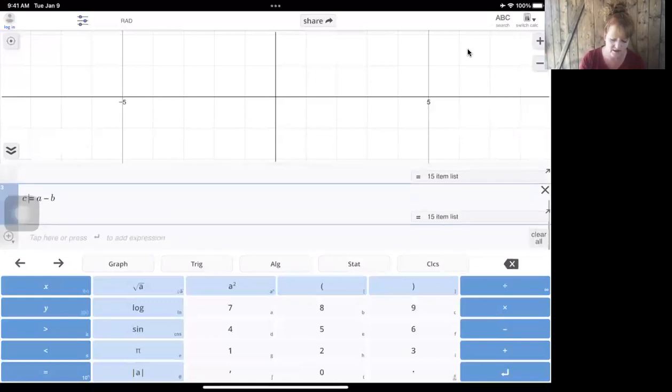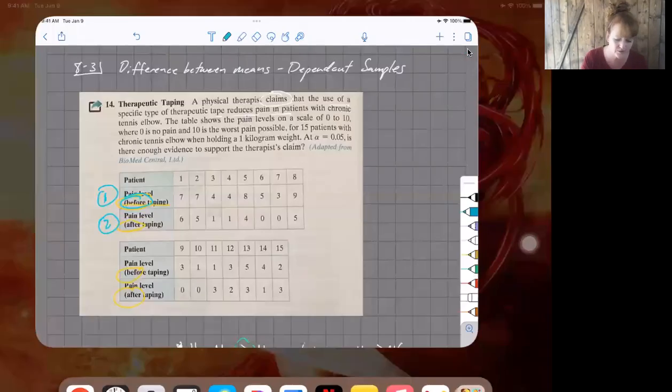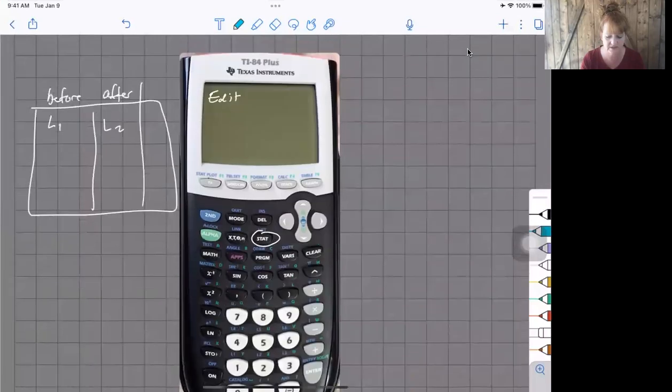So this now is the list that we're going to run our hypothesis test on, because the hypothesis test is making a claim on the difference between the change in the pain level. All right, let's jump over to my class calc people and show you how to do this on class calc.